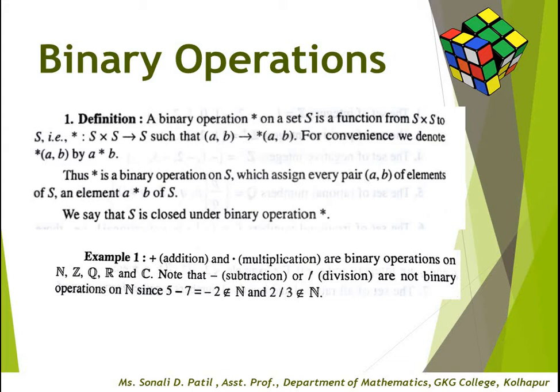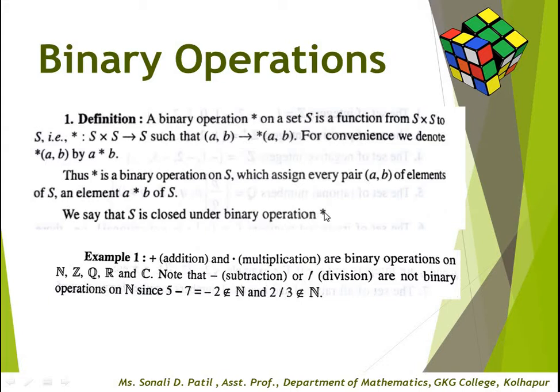So the definition of binary operation is: a binary operation star on a set S is a function from S cross S to S, that is, star from S cross S to S, such that (a, b) maps to star(a, b). For convenience, we denote star(a, b) by a star b. Thus, star is a binary operation on S which assigns to every pair (a, b) of elements of S an element a star b of S. We say that S is closed under the binary operation star.